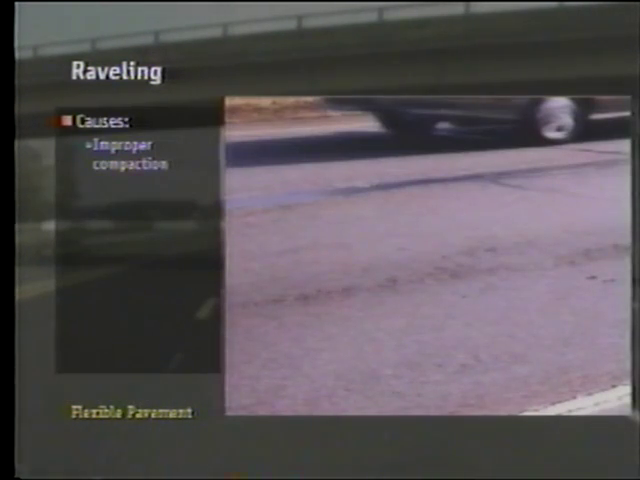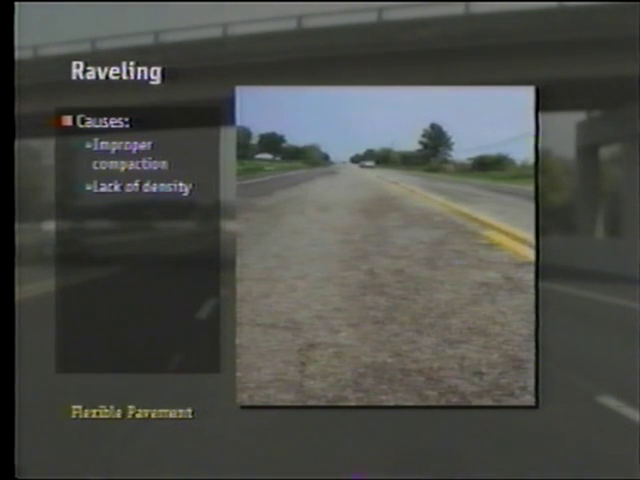Raveling is the disintegration of the pavement from the surface downward due to the loss of aggregate particles. The primary cause of raveling is improper compaction or lack of density. This provides increased air voids, which fill with water and cause crumbling after freeze-thaw cycles.